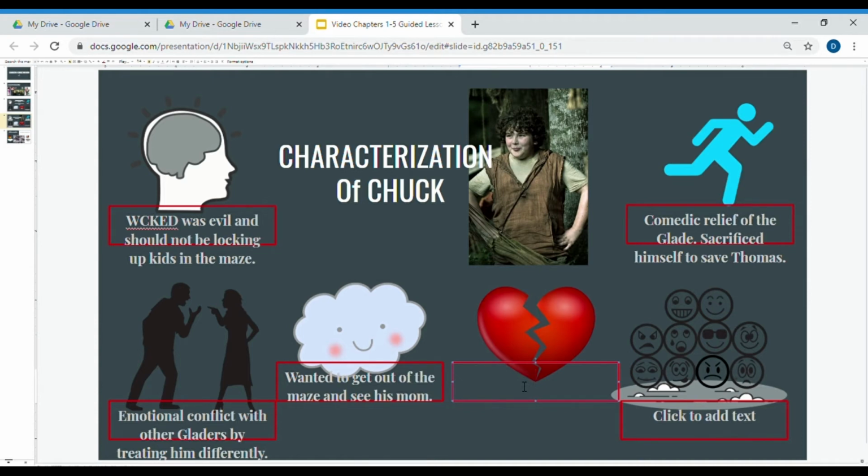So the biggest thing that we know about Chuck, what was he feeling? He was heartbroken that he didn't remember his mother, or he knew that she was out there somewhere and he just couldn't remember her. So for feelings, I'm going to write he was heartbroken about not remembering his mother. And he also was feeling a lot of hatred toward the creators. Perfect.